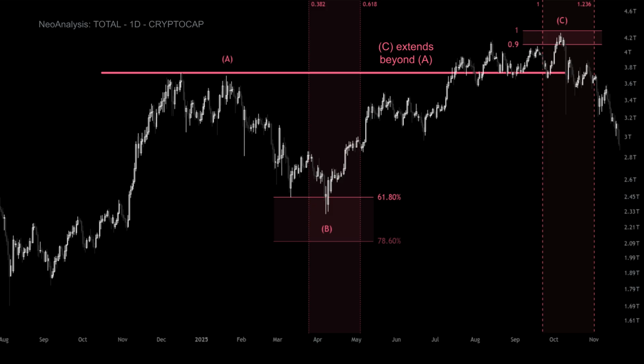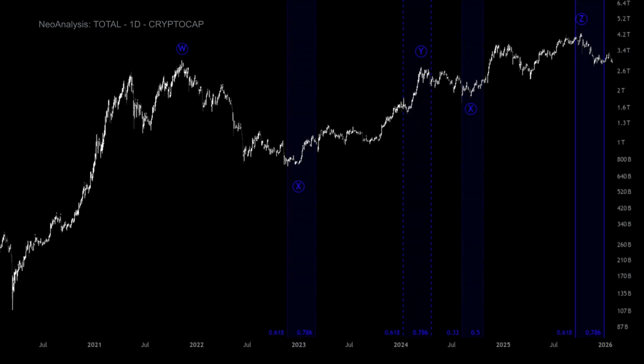In simple corrections, price often moves in a basic ABC structure. The A wave is the first leg of the correction. The B wave is a deceptive relief move against the direction of A. And the C wave is the final leg that usually extends at least as far as A, and often beyond it. The main legs of a complex correction are labeled W, Y, and Z.